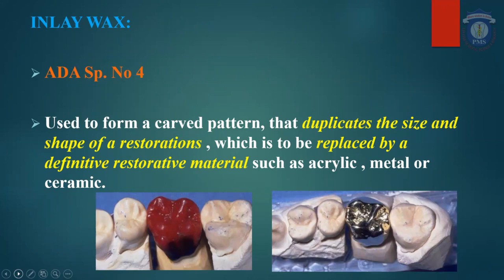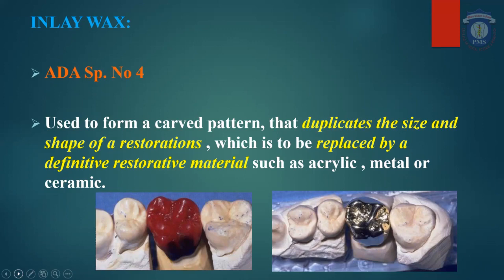Basically, the inlay wax, which is given an ADA specification number 4, is used to form a carved wax pattern that is of the exact same size and shape of the final fabricated restoration. That may be a metallic restoration, a ceramic restoration, or maybe an indirect composite restoration also. This wax pattern will be replaced by a definitive restorative material such as acrylic, metal, or ceramic.